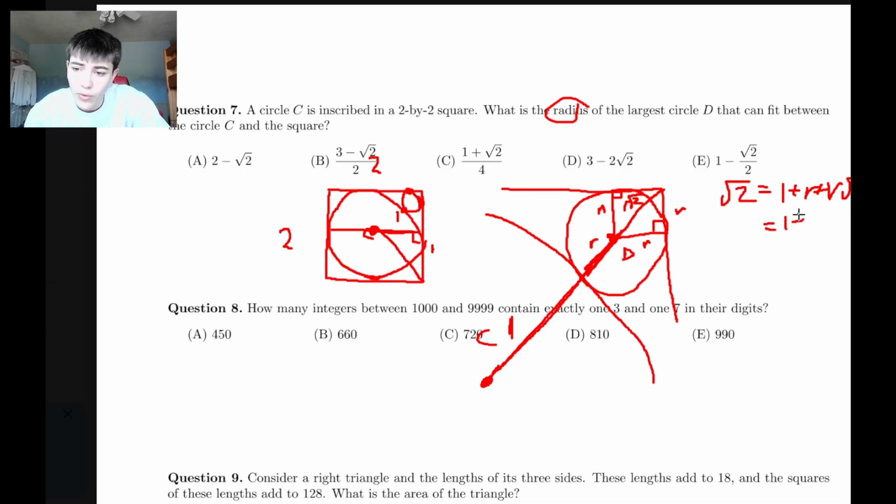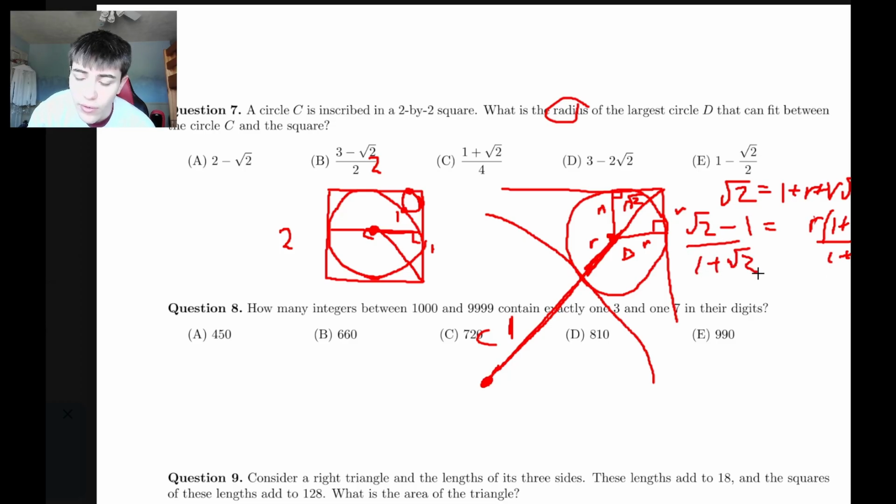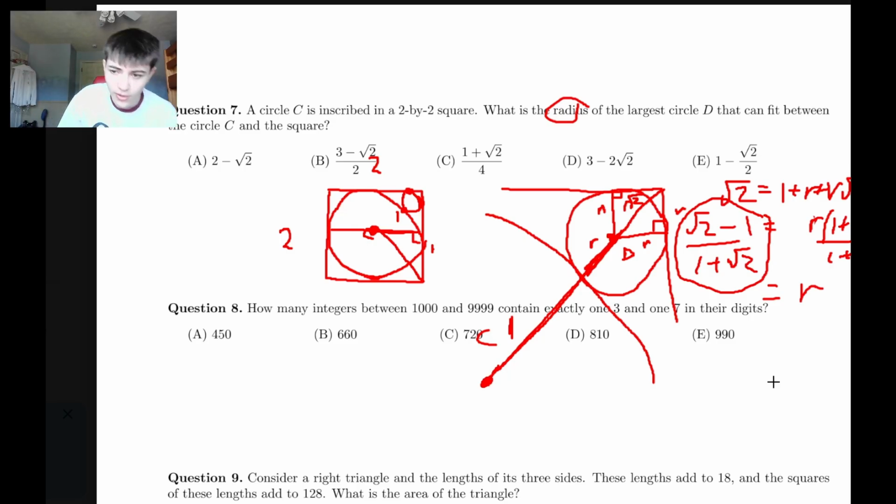So 1 plus, let's factor out r here. 1 plus the square root of 2. And then this is going to be the square root of 2 minus 1, and I'm going to subtract 1 on both sides so that we're left with just r on this side after we divide by 1 plus root 2, because we're trying to find r. So this means r is equal to the square root of 2 minus 1 divided by 1 plus the square root of 2.